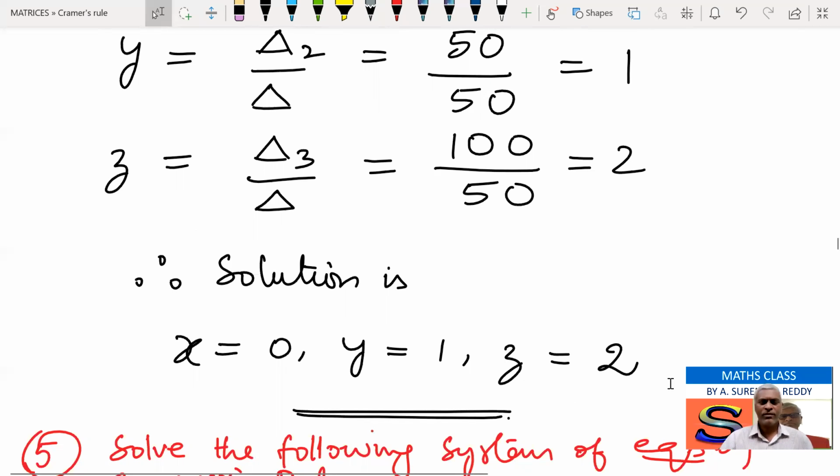You can check whether this solution is right or wrong by substituting these xyz values in any one of the given equations. If they satisfy, then your answer is right. If they don't satisfy, that means we have committed a mistake somewhere. So you can check it back. So that way you can check your answer.